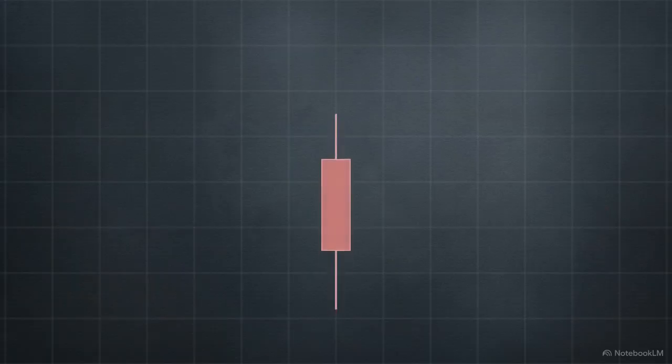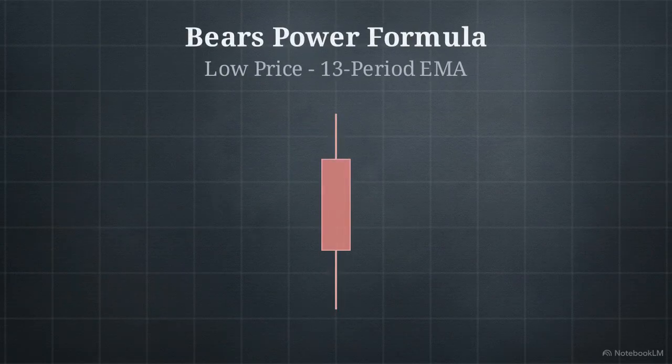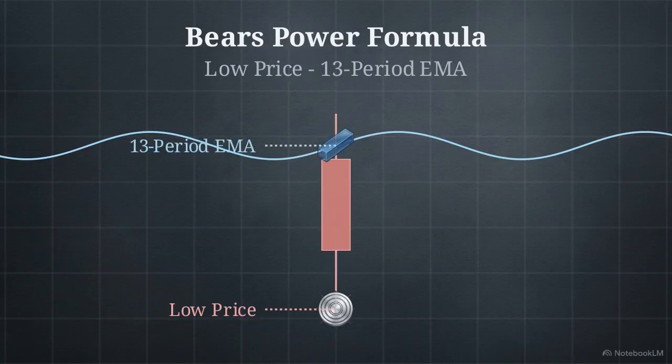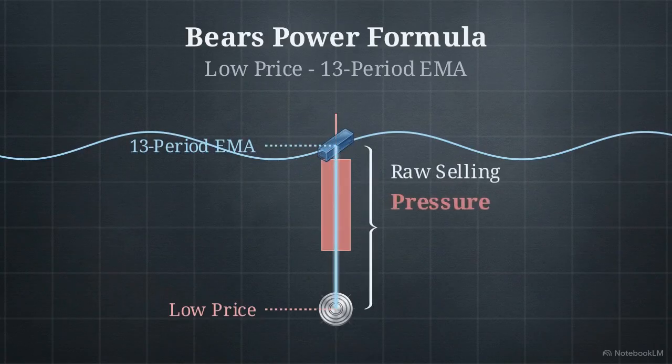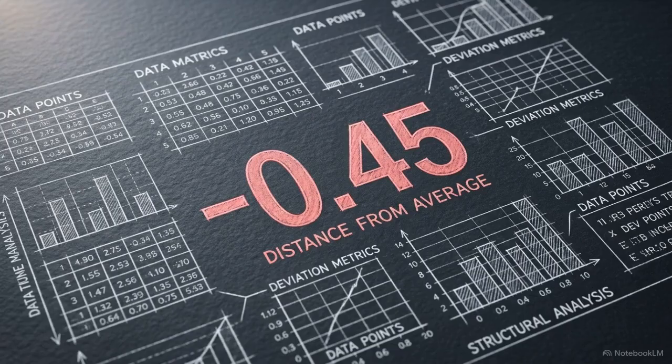The Bears Power Indicator uses a simple subtraction formula. We take the absolute lowest price during a specific period and subtract a 13-period exponential moving average, which acts as a baseline trend line. This isolates the raw selling pressure. This calculation yields a specific number that shows how far the sellers managed to push the market below its established average value.